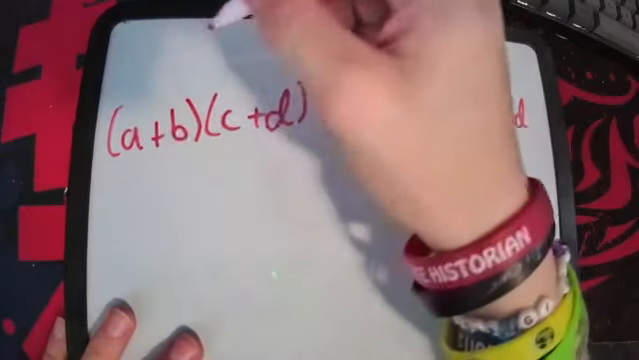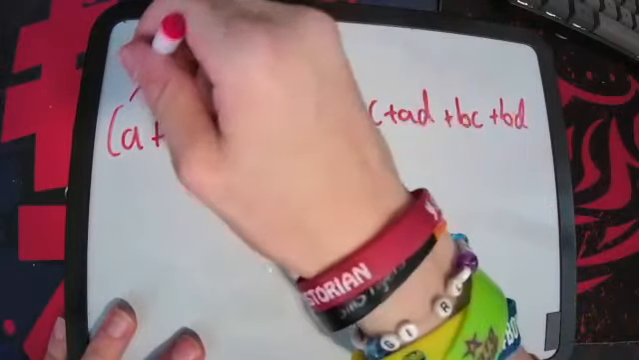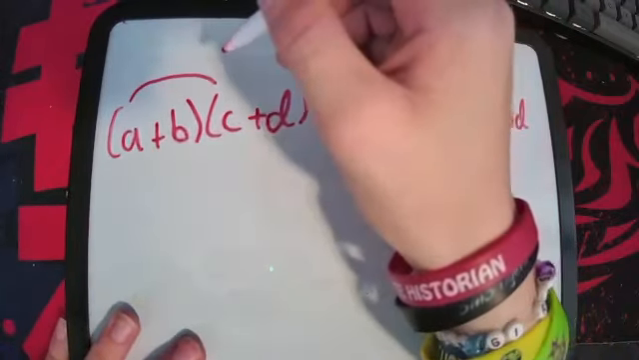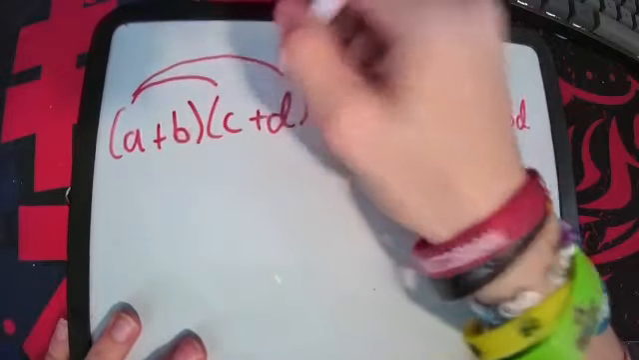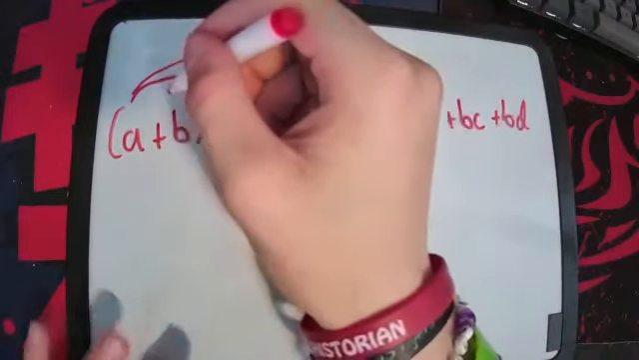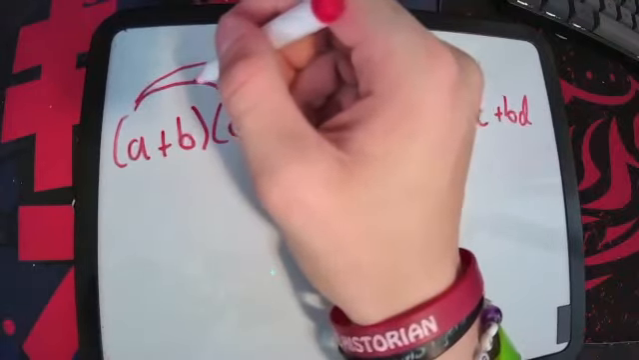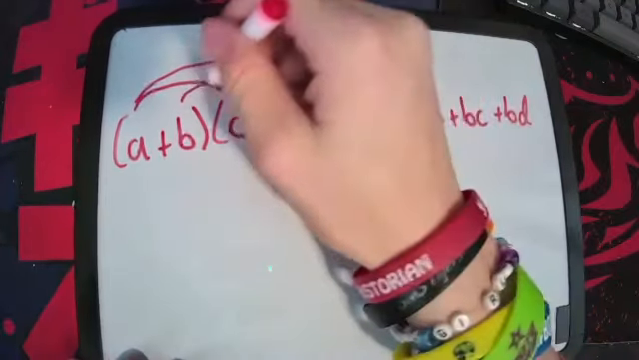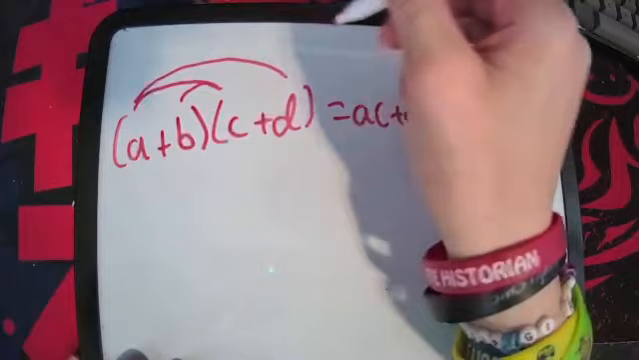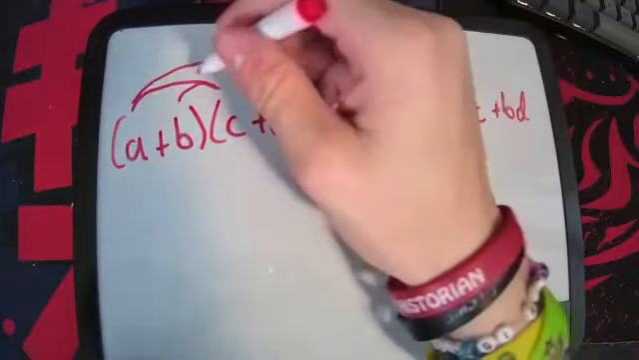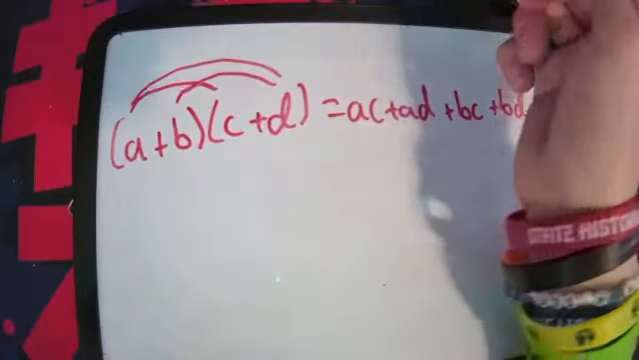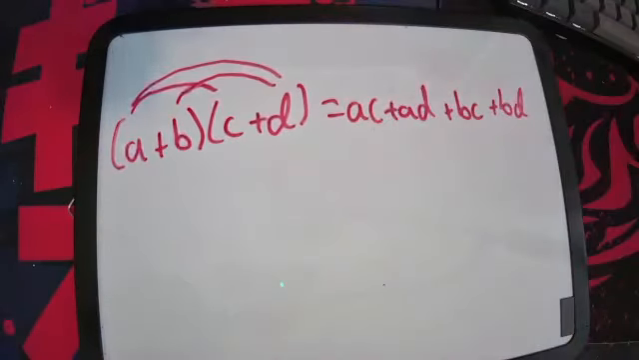F means that you multiply the first term in each binomial together, or the a and the c. Outer means you multiply the outermost two terms together, or the a and the d. I means you multiply the innermost two terms together, or the b and the c. And finally, the L stands for last, which means you multiply the last term in each respective binomial together. So let's move on to some example problems to make it easier and help you understand what I'm saying.